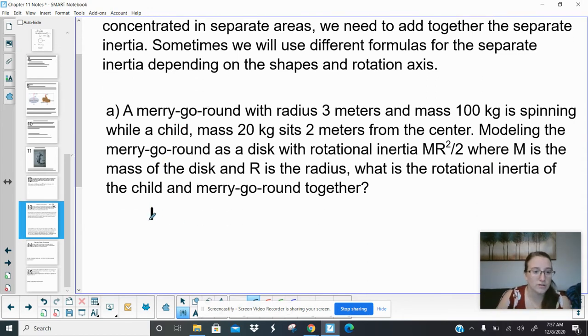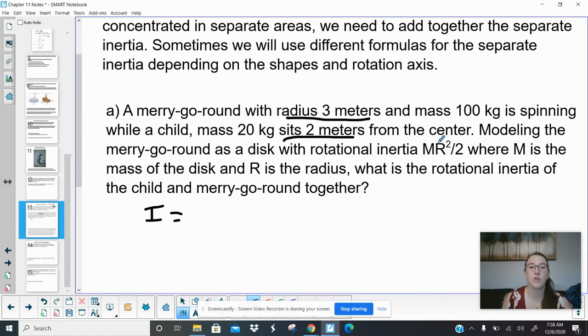So we have a merry-go-round here, to find our total inertia, with radius 3 meters and mass 100 kilograms, spinning, while a child, mass 20 kilograms, sits 2 meters from the center. This is important: the difference between the radius and where the kid is sitting is going to matter. We're going to model a merry-go-round as a disk with this rotational inertia, mr squared over 2, where m is the mass of the disk and r is the radius.